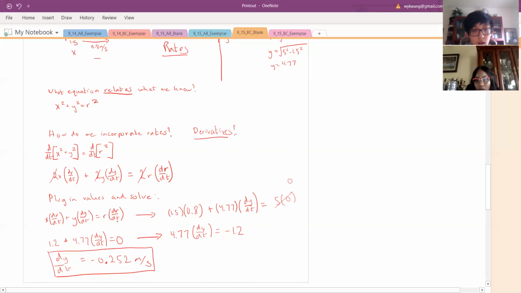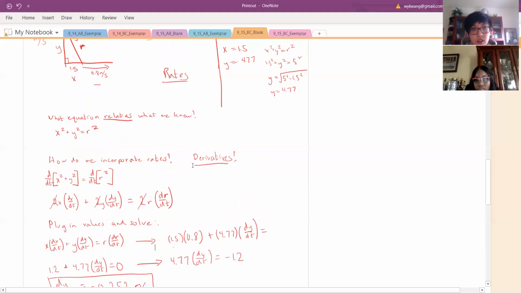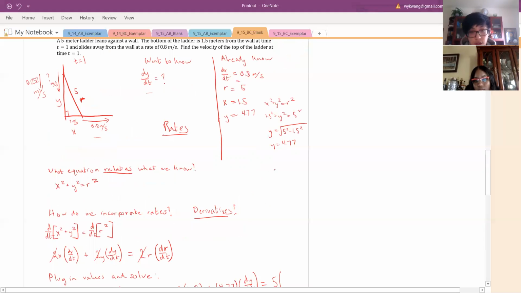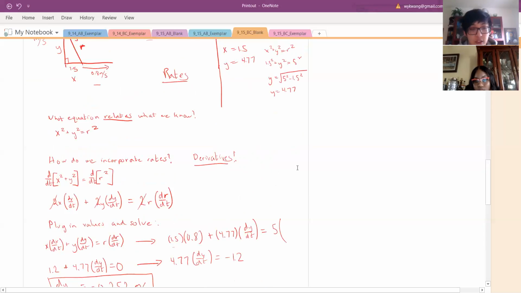No. Okay, so do you understand this part of the equation, the 1.5? Yes. Okay, so I'm just filling in the equation again. The right side, we know what R is, right? R is 5. Now we have to multiply by dr over dt. Now dr over dt is kind of confusing because we don't have it over here. We have to figure it out, but it's actually not as confusing as it seems.